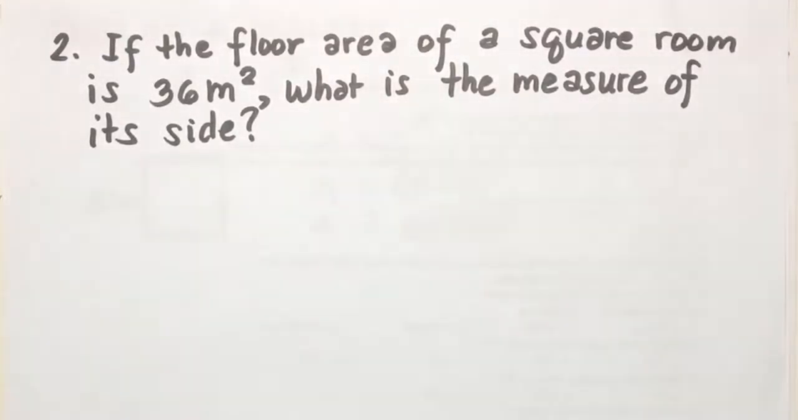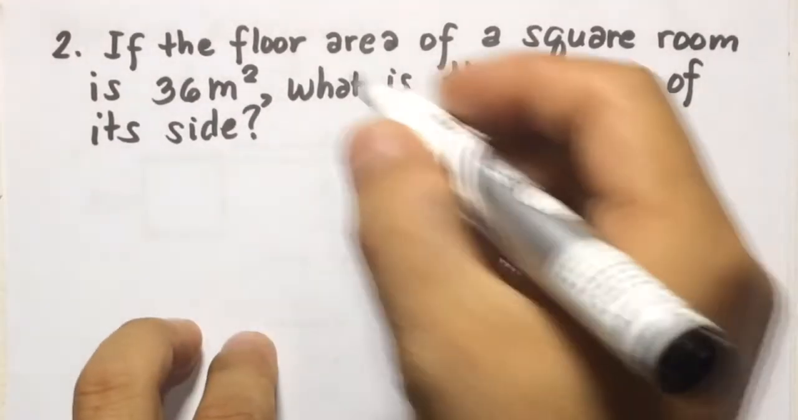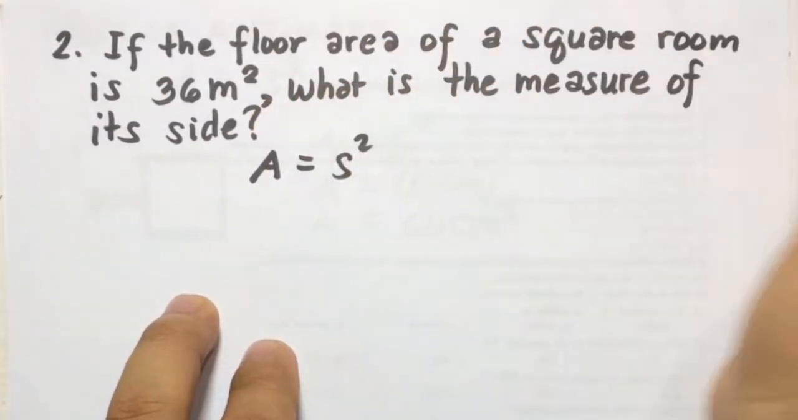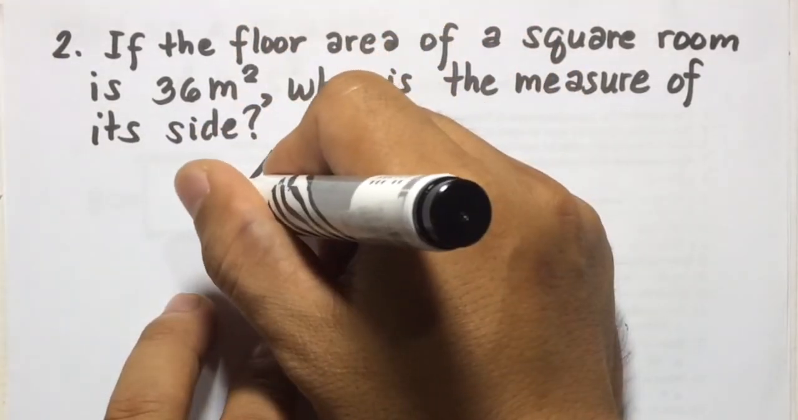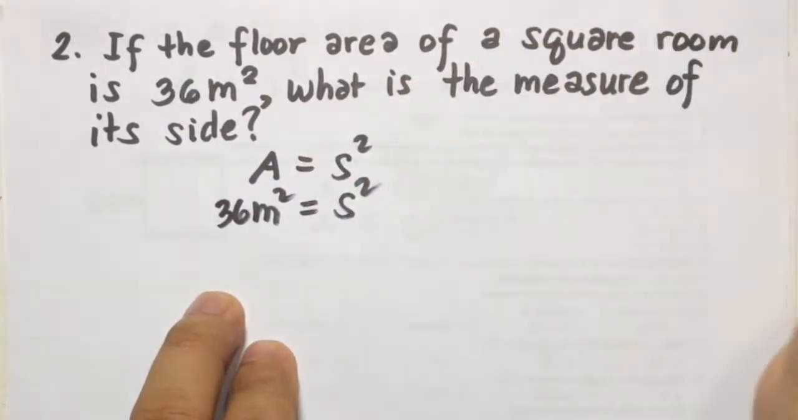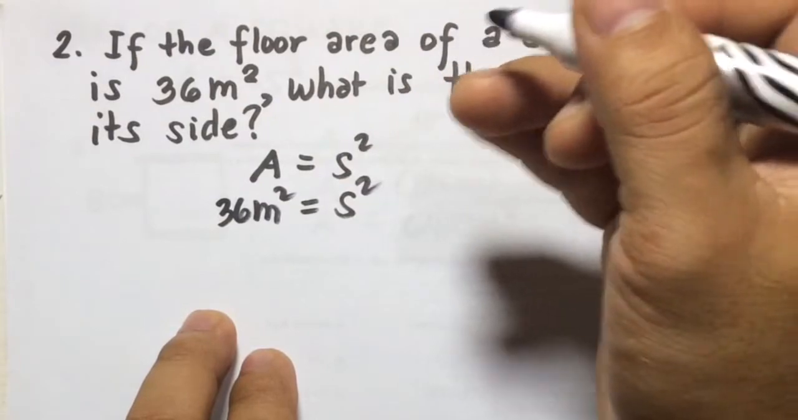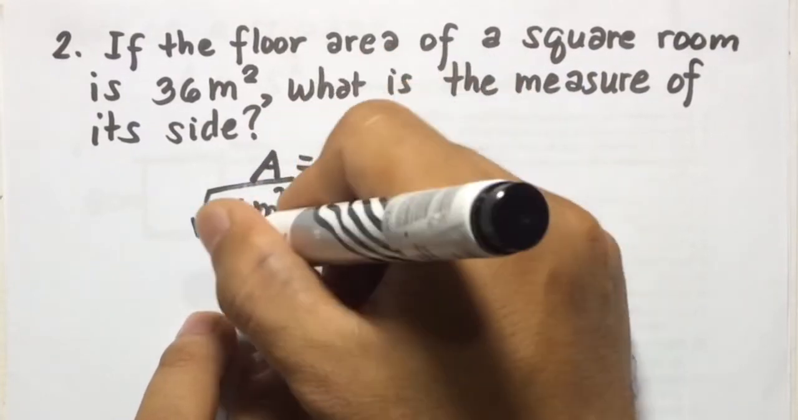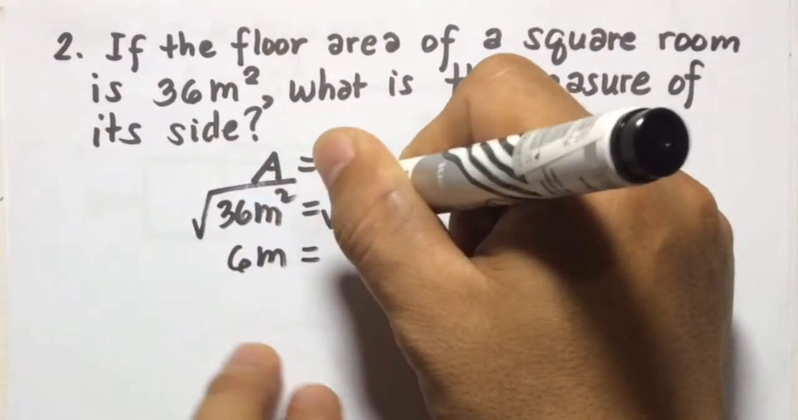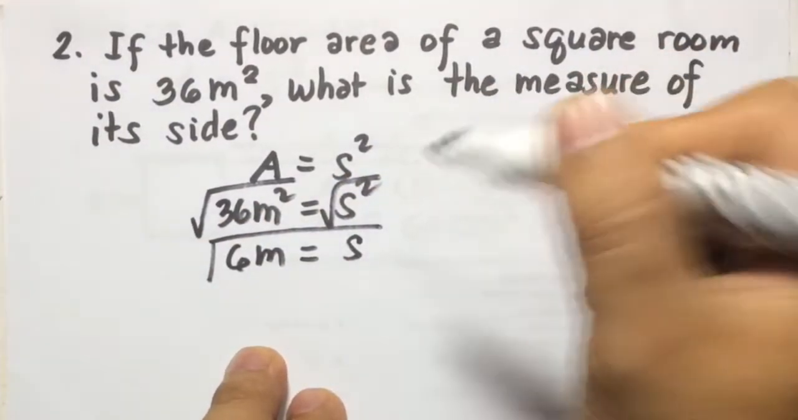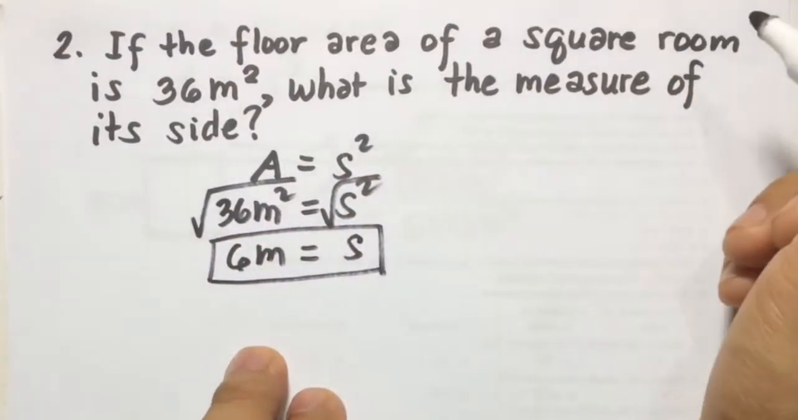Example number 2. If the floor area of a square room is 36 meters squared, what is the measure of each side? So the formula in finding the area of a square is A equals S squared. Then the area here is 36. So we're going to have 36 meters squared equals S squared. Now by extracting the square root of each side, we can have square root of 36 meters squared, that will be 6 meters. Square root of S squared will be S. So the length of the side of the square room is 6 meters.